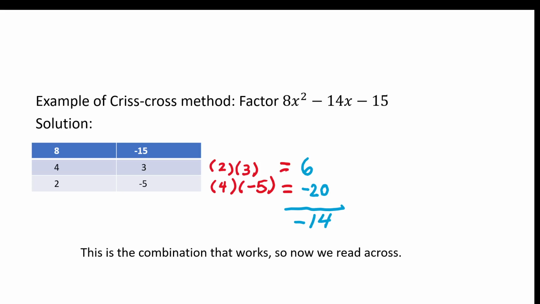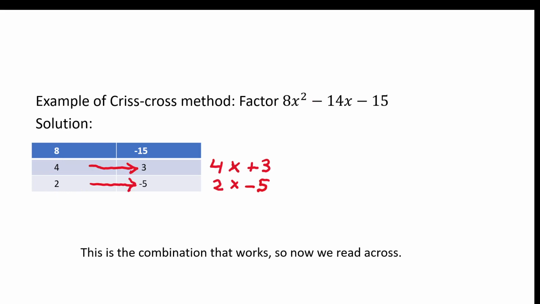So now what we're going to do is read across. And at this point, it might help you to think of that 8. That 8 was really 8x squared. So in a sense, that 4 is really a 4x, and that 2 is really a 2x. Instead of thinking of it as 4 times 2 is 8x squared, we could think of it as 4x times 2x is 8x squared. And now we just read across.